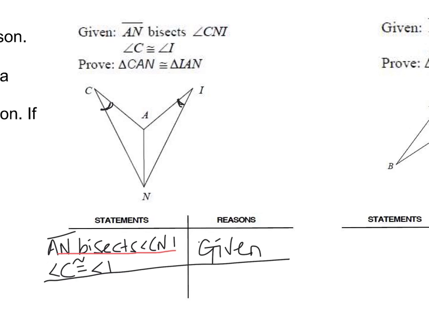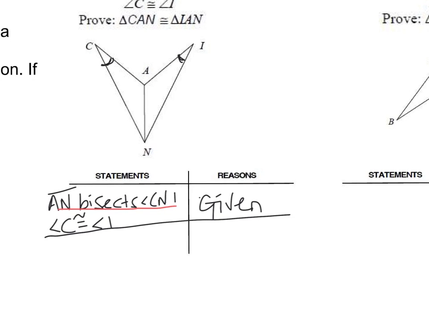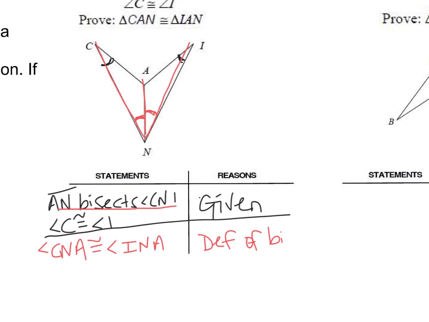What does it mean for a segment to bisect an angle? Well, it means that it's splitting into two equal parts. So CNI is being bisected by AN, so that means this angle is congruent to that one. So let's write that out. Angle CNA is congruent to angle INA, and that's by definition of bisect. They told me a bisect, so I'm just writing out explicitly what is being bisected.